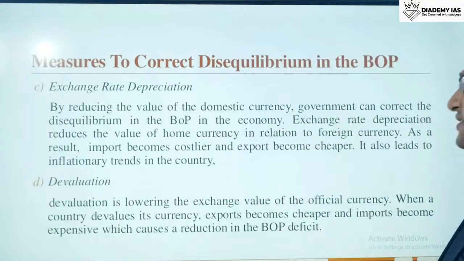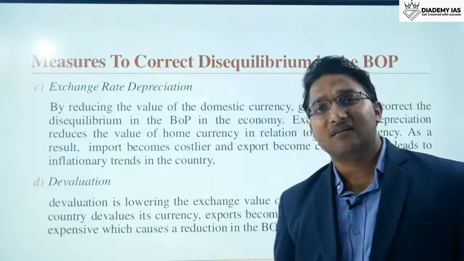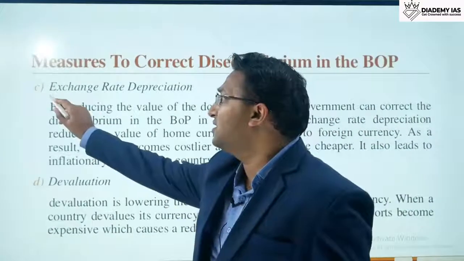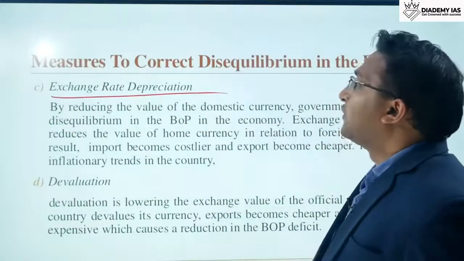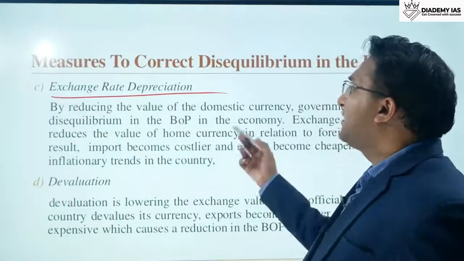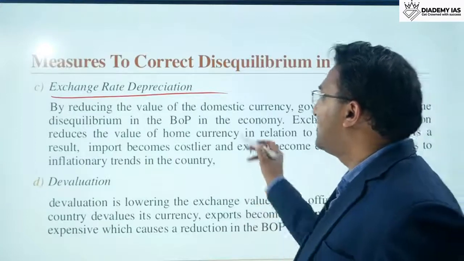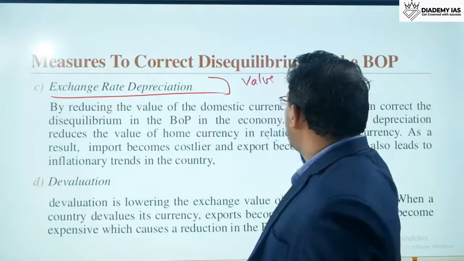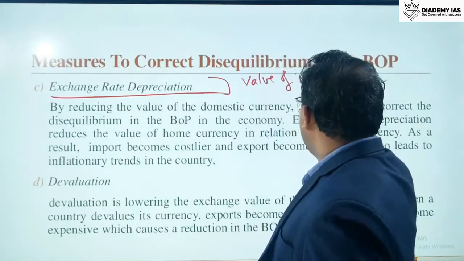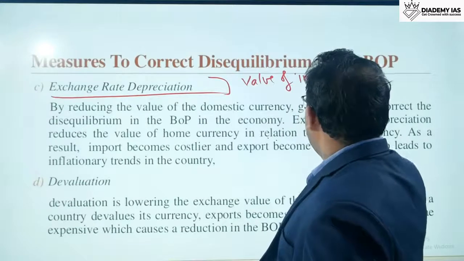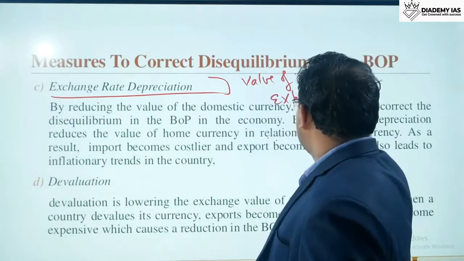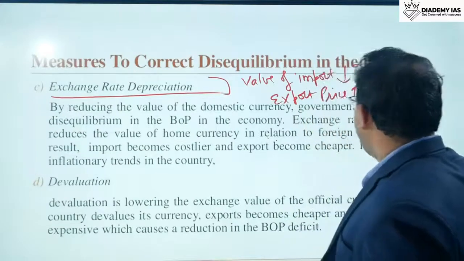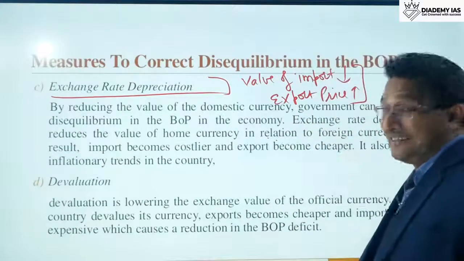Then exchange rate depreciation. As I told you, we will discuss more about the exchange rate in detail separately. But here I will be just touching this exchange rate depreciation concept and the impact. What is the impact of exchange rate depreciation? Because of this, the value of import or the cost of import increases and the export prices get decreased. So this is the impact, right? So this is a very positive aspect. Because of that, the import decreases and export increases, right?